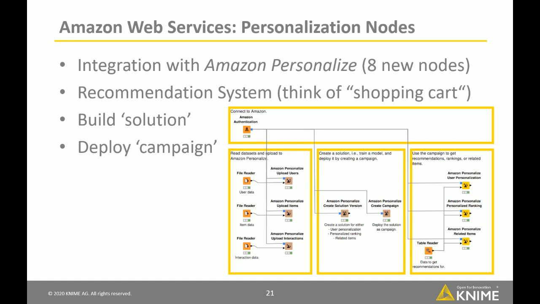And once you come up with something you like, you can deploy the solution as a campaign using the Create Campaign node. Once you have the campaign created, then you can use that campaign on completely new, unseen data that you didn't use to build the model, to come up with personalization, recommendations, and rankings and so forth. You do have to pay for the Amazon Personalize service, but these nodes just provide you an easy way to get access to it without having to write any code, right? So this is something that would be interesting to you. Definitely check out some of our example workflows there.